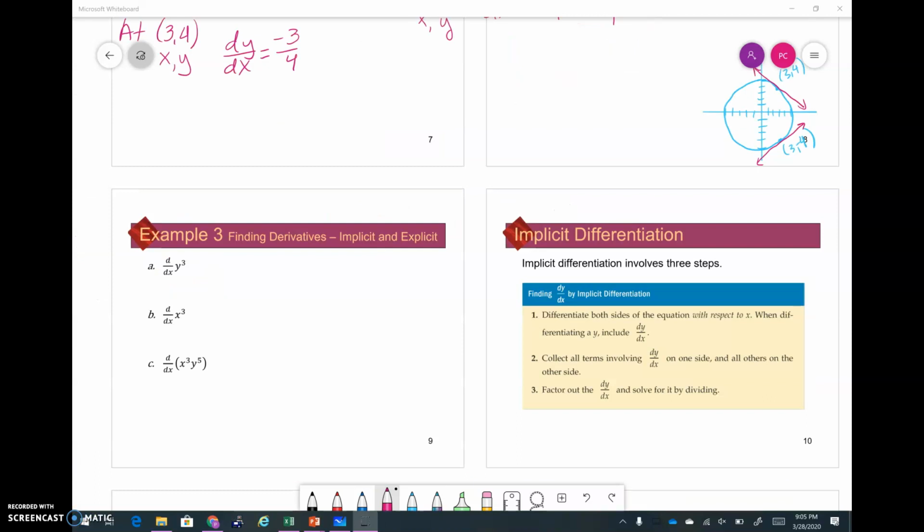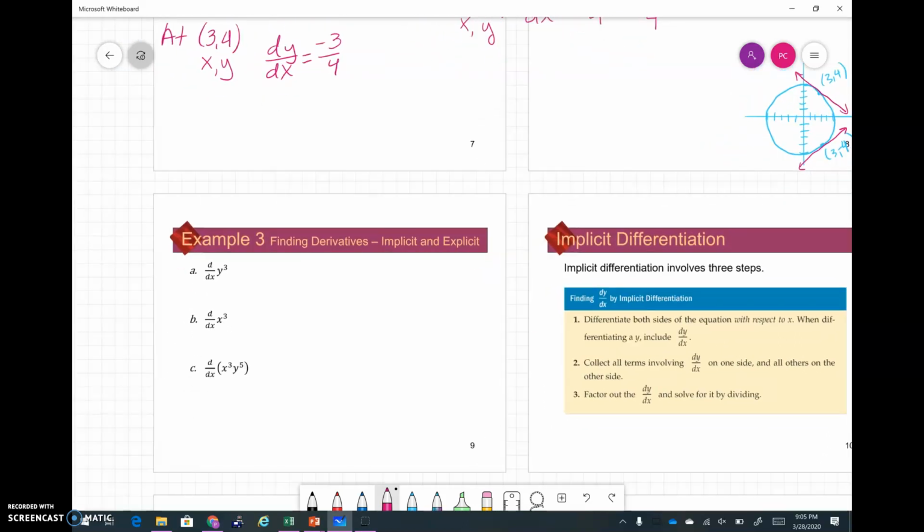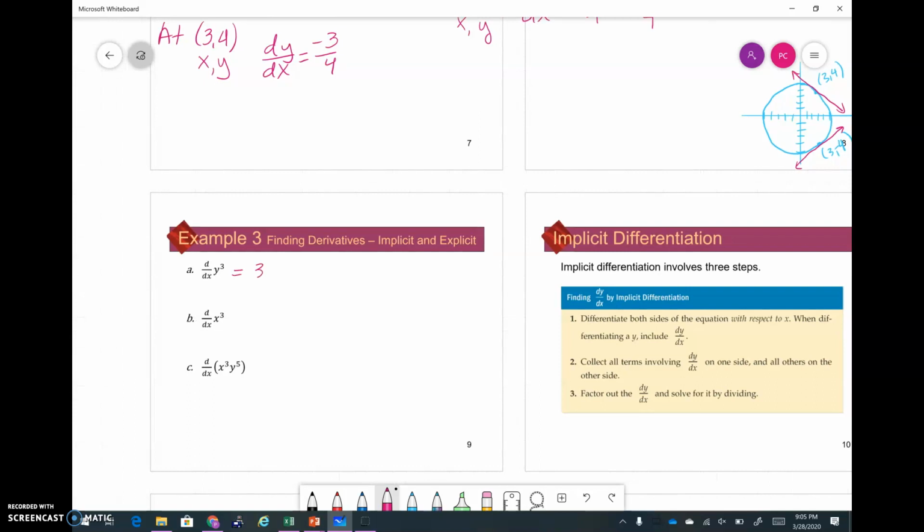Alright, so example 3, we're just going to find some derivatives, both implicit and explicit derivatives. The very first one we have is the derivative with respect to x of y cubed. So when I find this derivative, I have 3y squared dy over dx. And again, since it's a y, I have to apply the dy over dx. On b, though, the derivative with respect to x of x cubed would just be 3x squared.